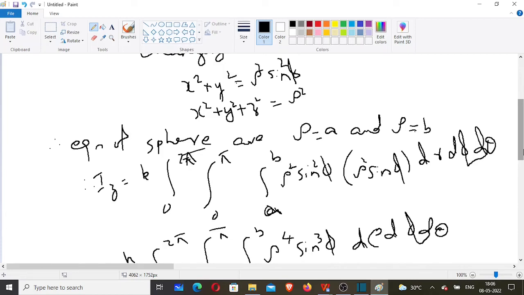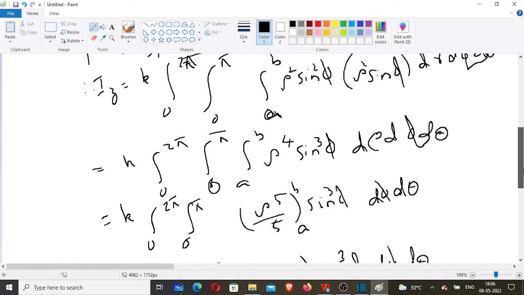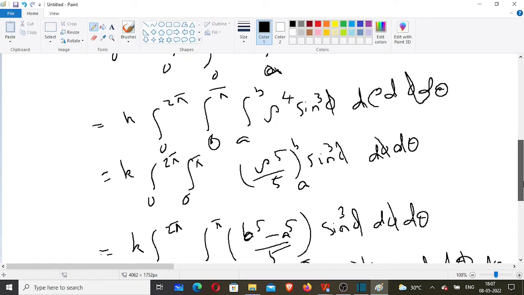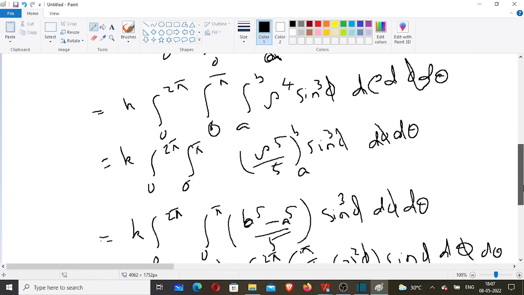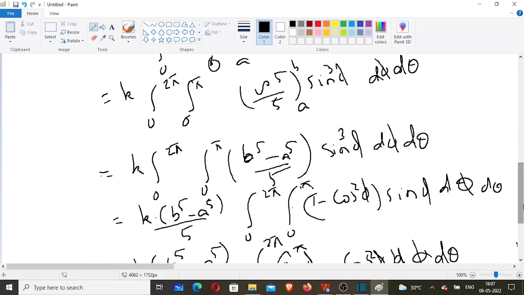When we change it into rho square sin square phi, and change it into spherical coordinates, it becomes rho square sin phi d rho d phi d theta, which is equal to k into integral 0 to 2 pi, integral 0 to pi, a to b, rho raised to 4 sin cube phi d rho d phi d theta, which is equal to k integral 0 to 2 pi, integral 0 to pi, integral of rho raised to 4 is rho raised to 5 by 5 within the limits a to b, sin cube phi d phi d theta, which is equal to k into integral 0 to 2 pi, 0 to pi, and when we substitute for rho raised to 5 we get b raised to 5 minus a raised to 5 by 5, sin cube phi d phi d theta.